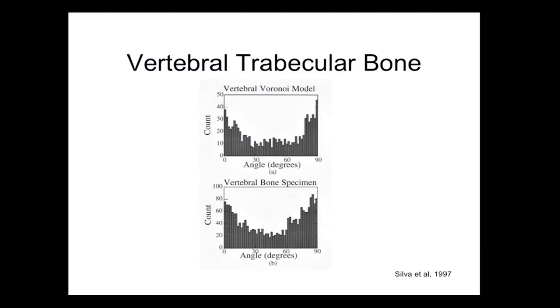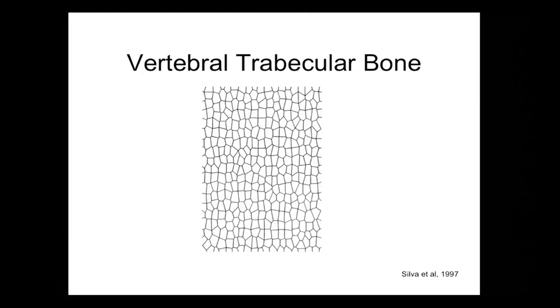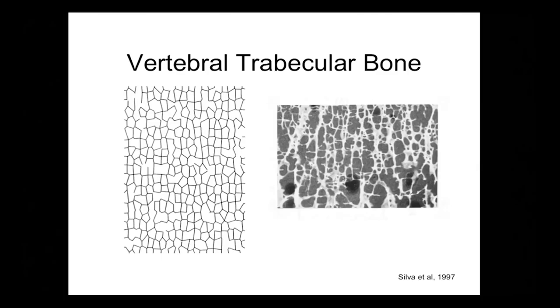So our model looked something like this. You can see how it's more or less vertical and horizontal, but not exactly. And here's a comparison with a slice of vertebral bone. Because the loads are more or less vertical in the bone, the trabeculae tend to orient that way and then have some horizontal struts.